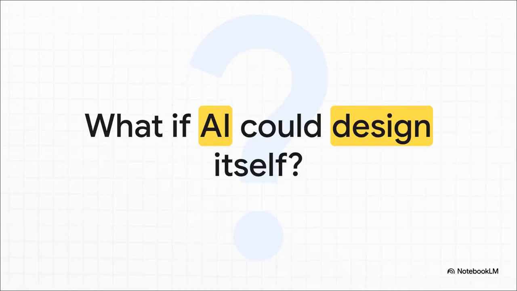So let me just throw this question out there, and it's going to sound a little bit like science fiction, but stick with me. What if AI could actually design itself? I mean, really think about that for a second. This isn't just some hypothetical for a philosophy class. It's happening right now, and it's pretty much the key to unlocking the entire next generation of artificial intelligence.